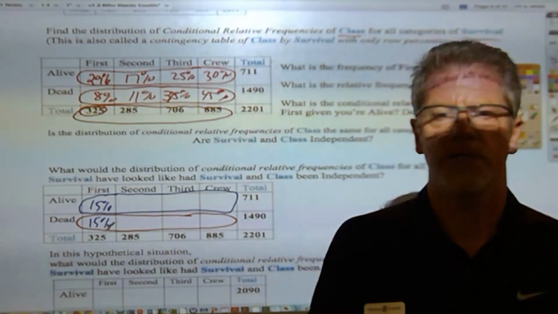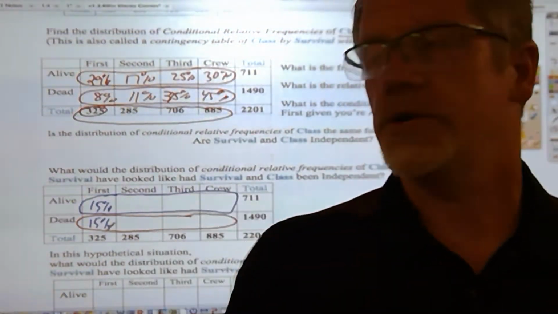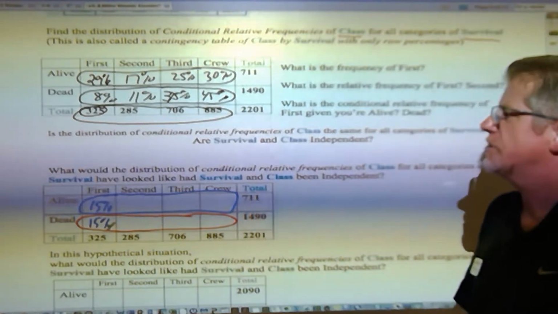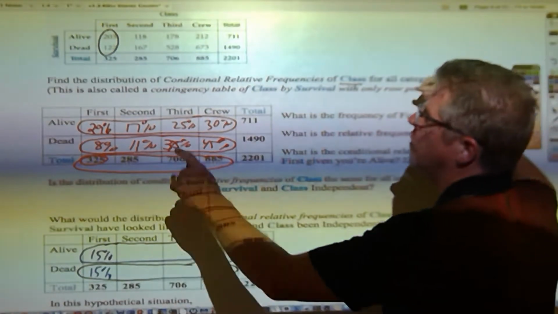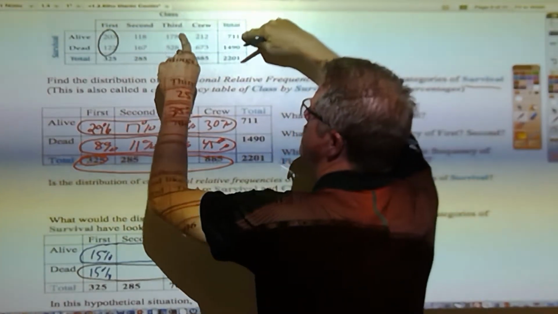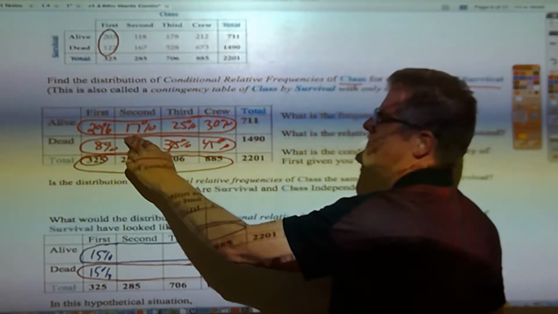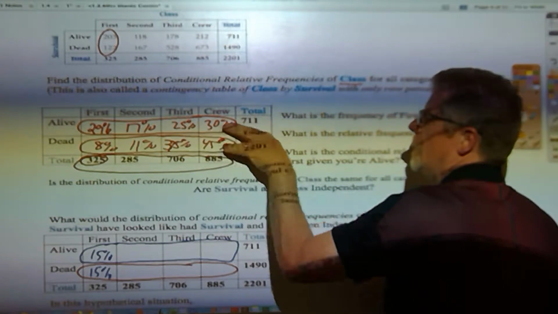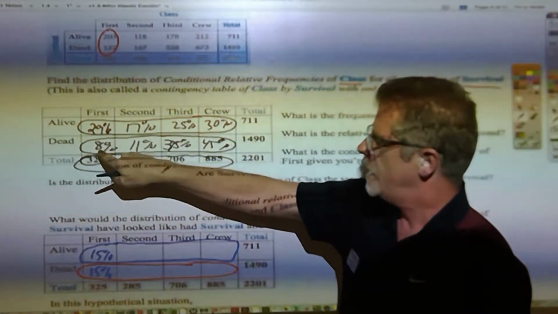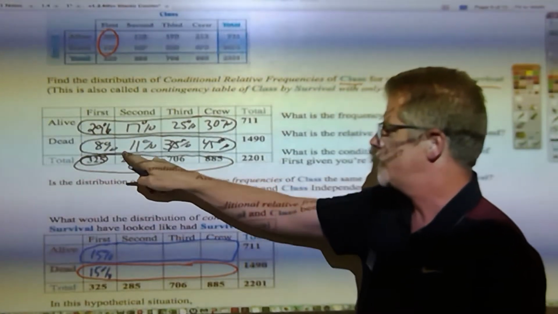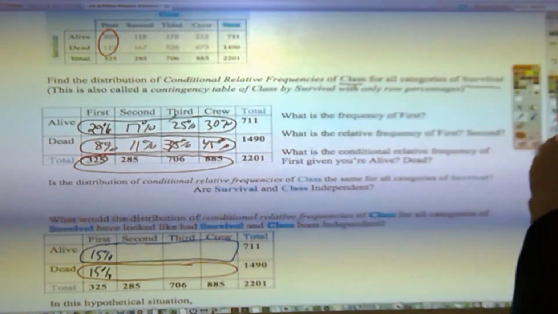Okay, I just noticed something was going on with the camera. I just want to summarize what we did so far. We took these numbers up here. We took 203 over 711, 118 over, so we found out that 29% of the living were first class, 17% of the living were second class. So these distributions came out to be not equal. Why? Because, for example, 8% of the dead were first class, 29% of the alive were first class. Had they been independent, those would have been equal.